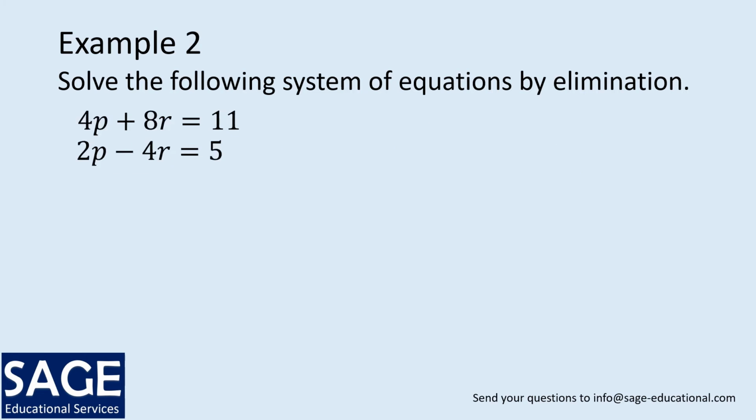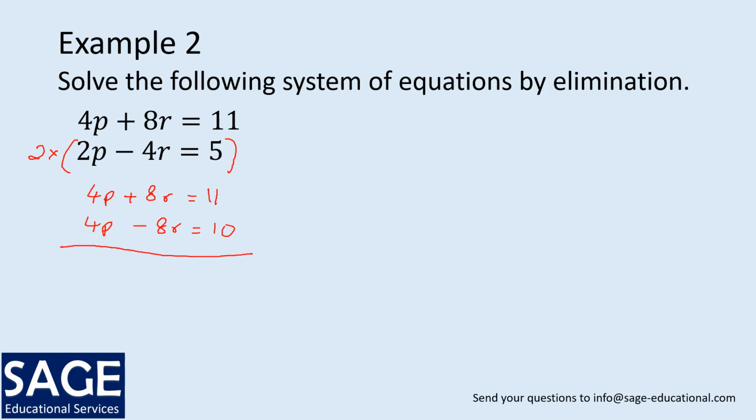So here's my second equation, and I cannot directly eliminate any of the variables. However, in this first equation, I see a plus 8r. In the second equation, I see a minus 4r. So if I were to multiply every term in the second equation by 2, I would actually get negative 8r, and then those can be added to eliminate. So let's rewrite the equation. The first equation I write just as I see it. There is no change. In the second equation, I'm going to multiply every term by 2. So that gives me 4p minus 8r is equal to 10.